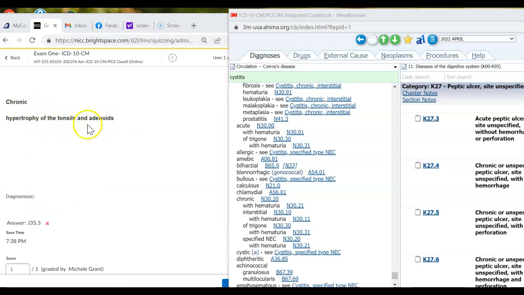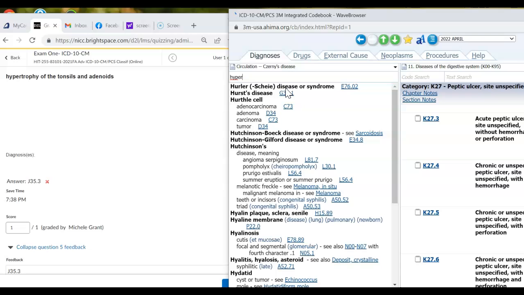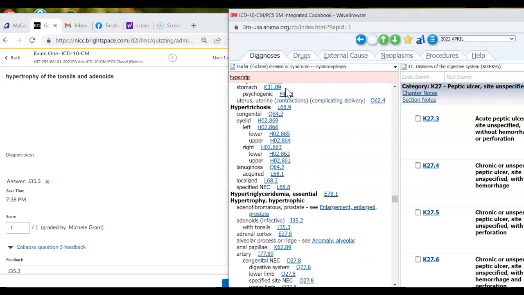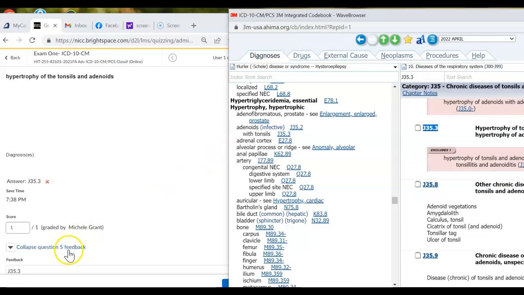Everyone did pretty good here. Everything is usually chronic unless it states. So my biggest thing here, I want to go to hypertrophy. Some of you went into, not saying you went into tonsillitis and adenoiditis. That's not what we have here. So don't put words in there you don't need. So you just want to go with the basic adenoids with tonsils, J35.3.